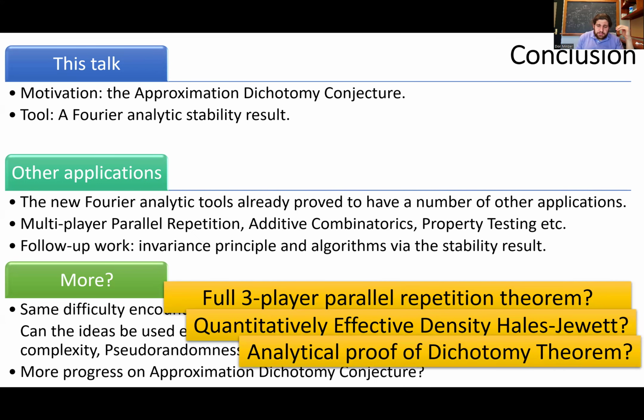And finally, there's this dichotomy theorem, which we talked about in the beginning of the talk, for which the current proof is completely algebraic. And it will be very interesting if, using these sorts of considerations, we could get a different, more analytical proof for that.